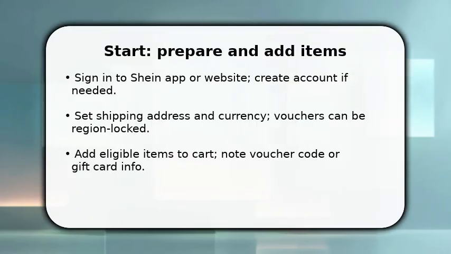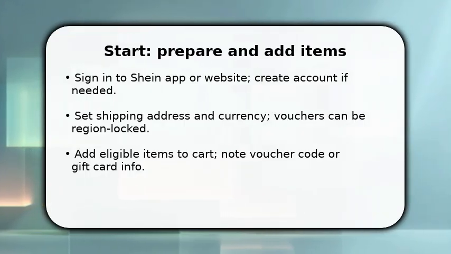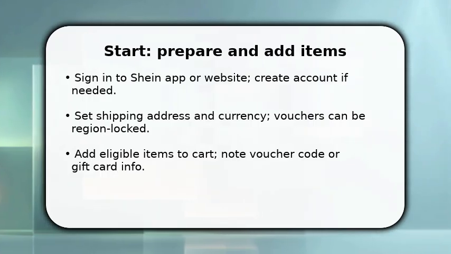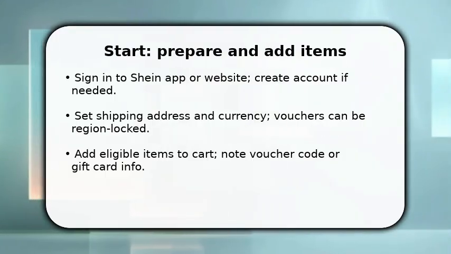You're starting now. Open the Shein app or website and sign into your account. If you don't have one, create it using an email or social login to save vouchers. Next, verify your shipping address and preferred currency because vouchers sometimes lock by region.